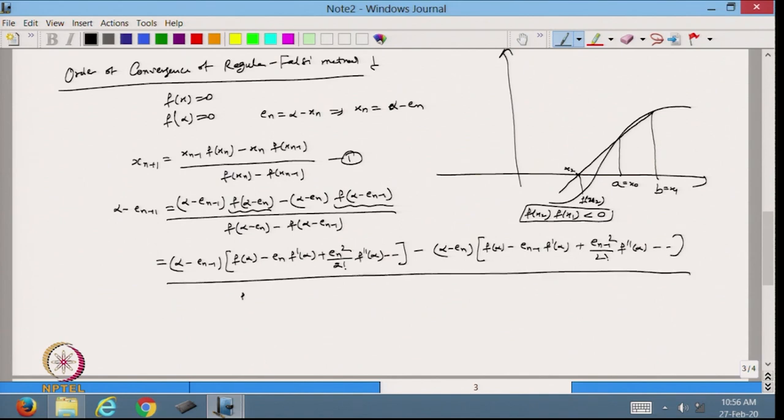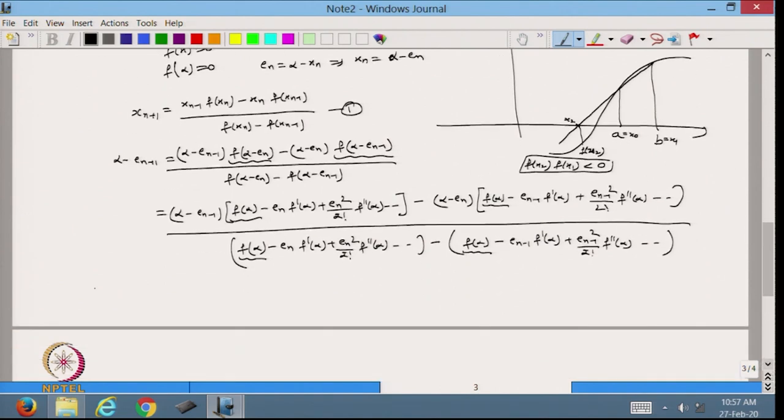divided by f(alpha) - E_n f'(alpha) + E_n^2/2! f''(alpha) and so on, minus f(alpha) - E_{n-1} f'(alpha) + E_{n-1}^2/2! f''(alpha) and so on. Now, we know that f(alpha) is 0. So, this will be 0, this will be 0, here this will be 0, this value will be 0.